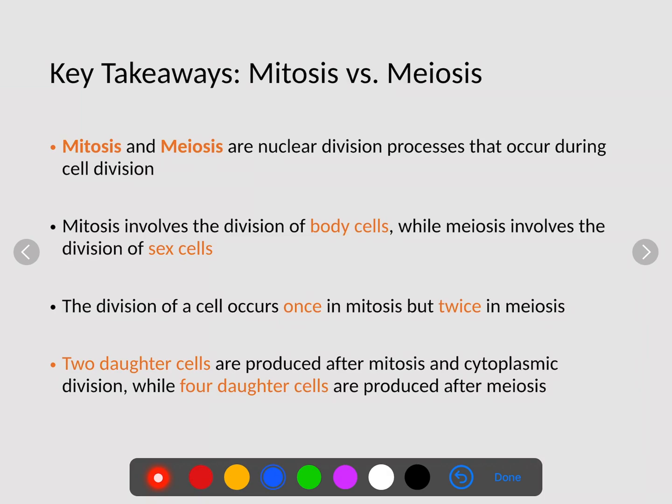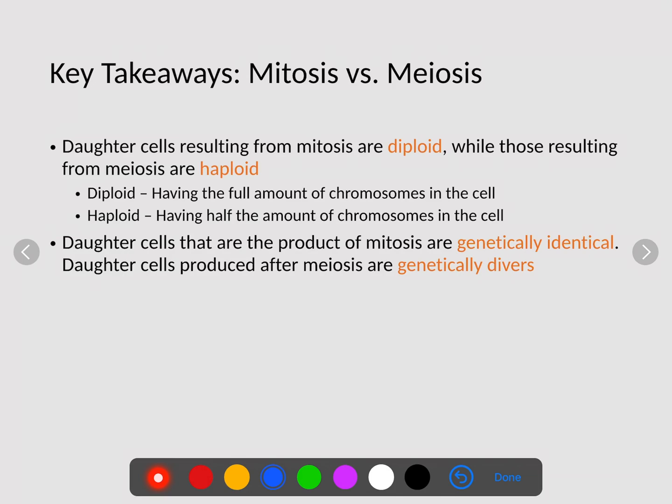So again, these ones up here, these are diploid, our full set of chromosomes. These are haploid. So another big takeaway that we have is the type of cell that we're producing. So the daughter cells as a result of mitosis are diploid in nature, and in meiosis, they're haploid. So again, diploid just simply means double the set of chromosomes, whereas haploid is only one full set.